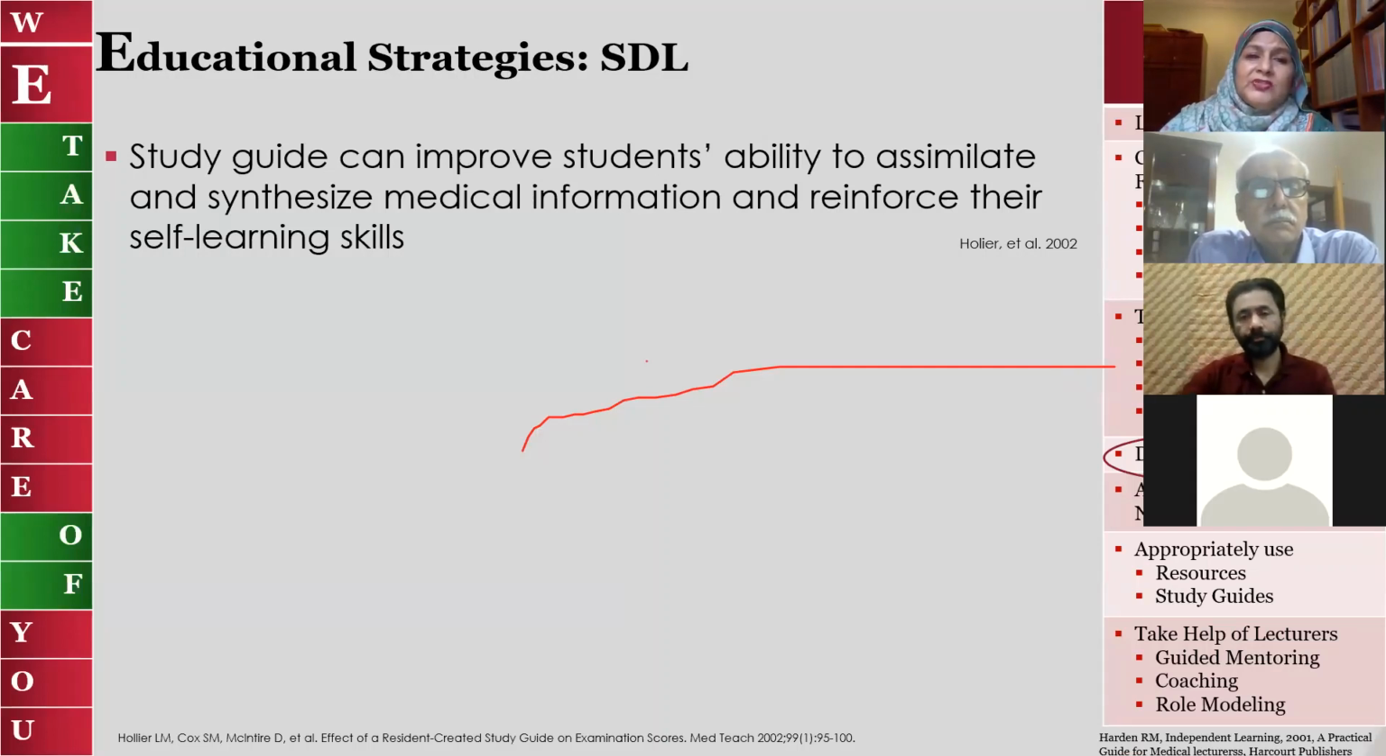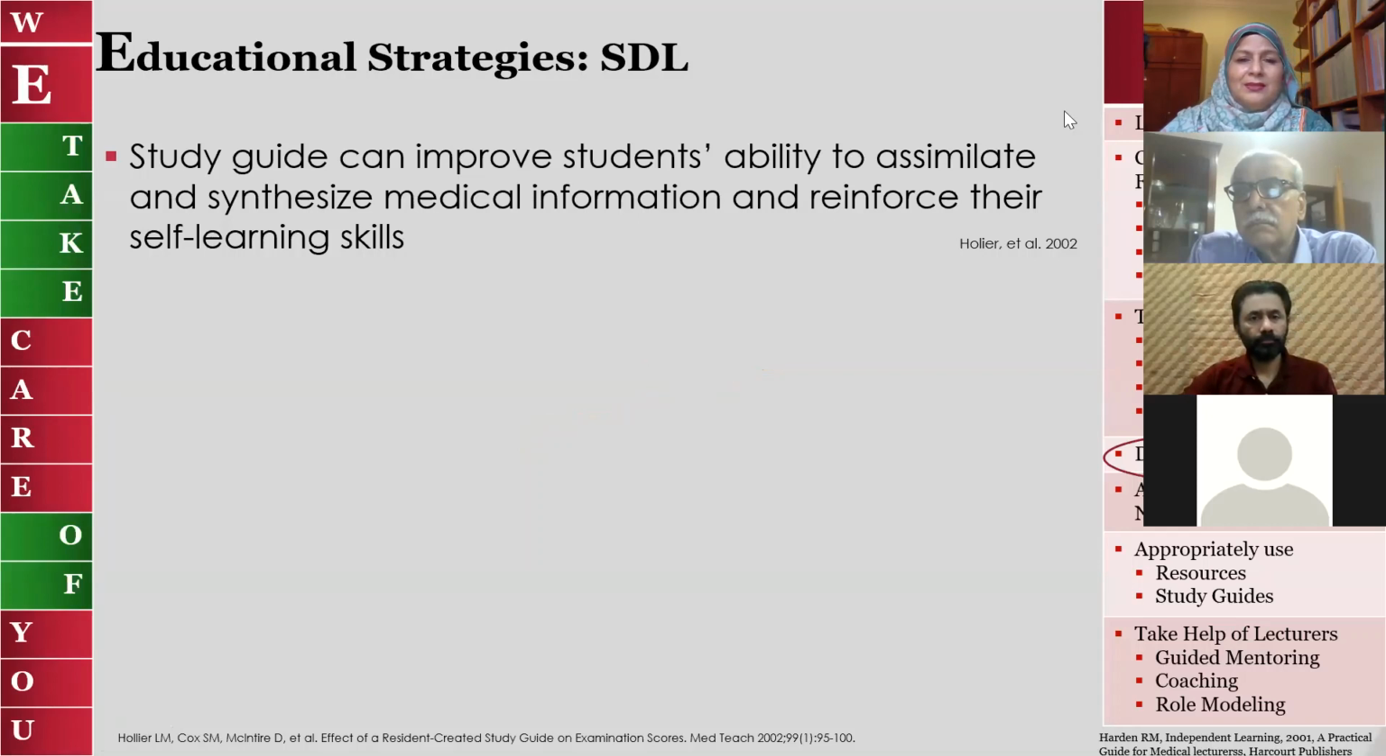The second educational strategy is SDL. Study guides can improve students' ability to assimilate and synthesize medical information and reinforce their self-learning skills.